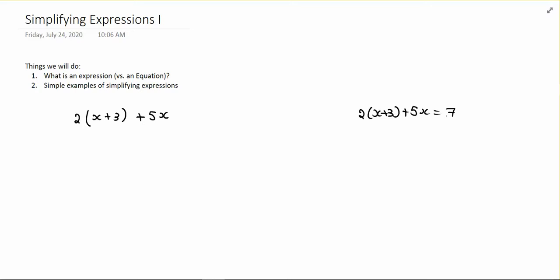That is an equation. So this here is an equation. Now the difference between expression and equation is, of course, the equal sign, right? Right there, that equal sign, and that makes a big difference. We solve equations. You solve equations. Equations are solved. Expressions are simplified.